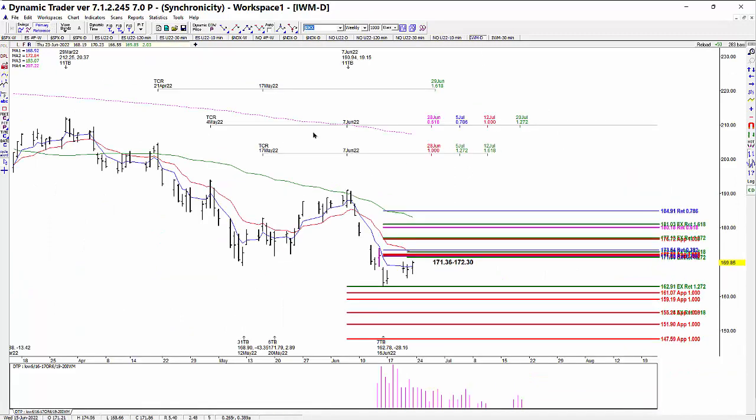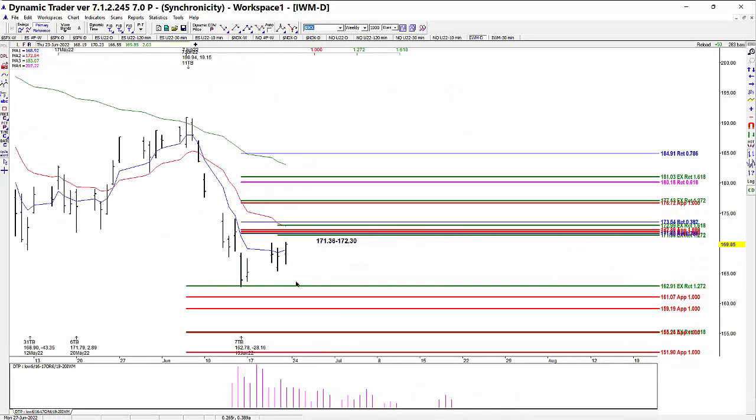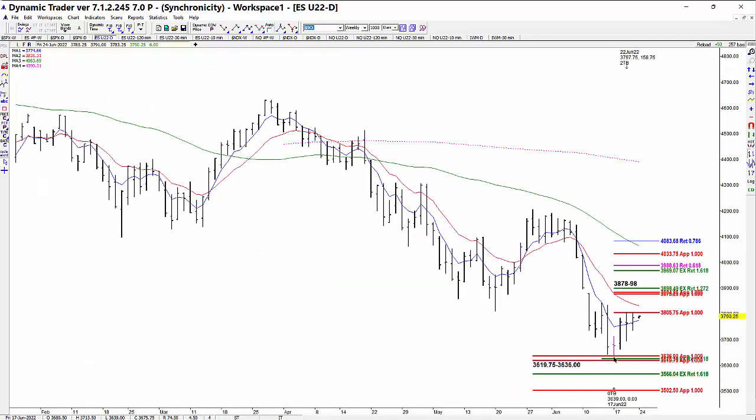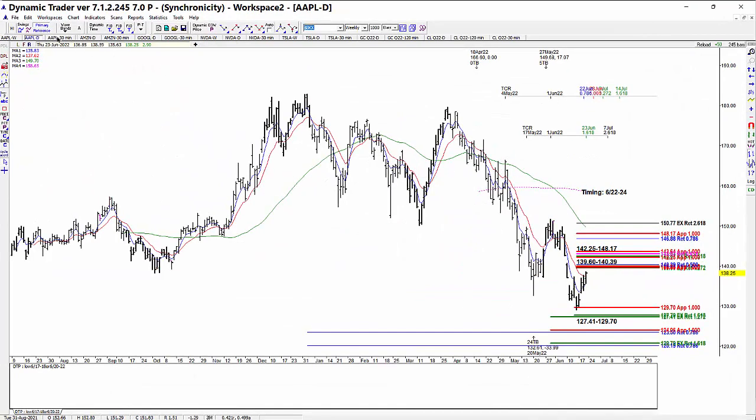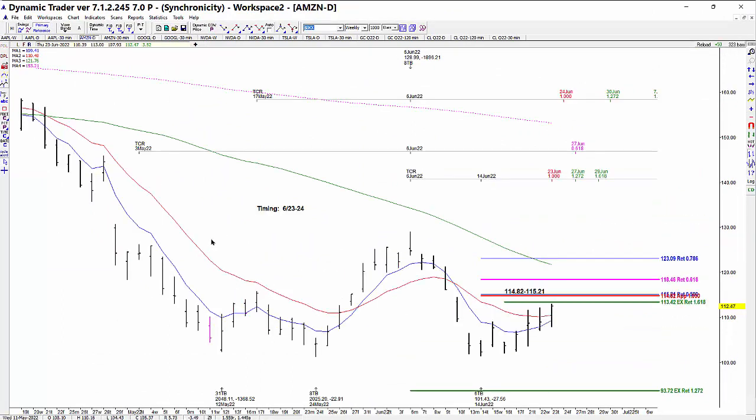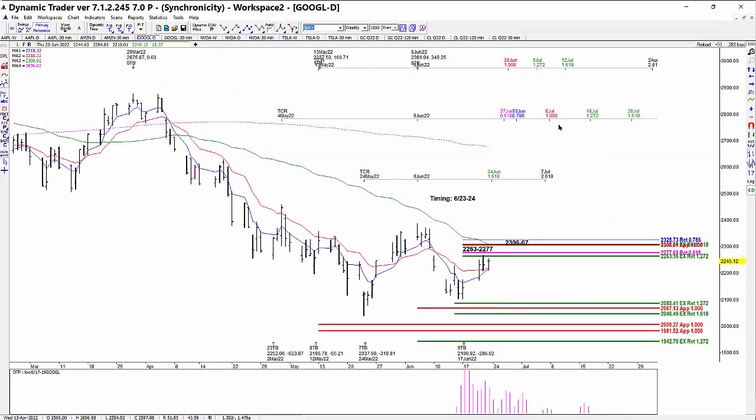For example, we have a sell setup in IWM, but it doesn't come in until 171.36 to 172.30. In S&P, we had key price support and timing, but we have to watch the resistance on the way up because it's still a downtrend. Let's see some of the other stuff we had. Amazon, we're running into time and price resistance. So we're going to watch that area for a possible failure. Same thing in Google.